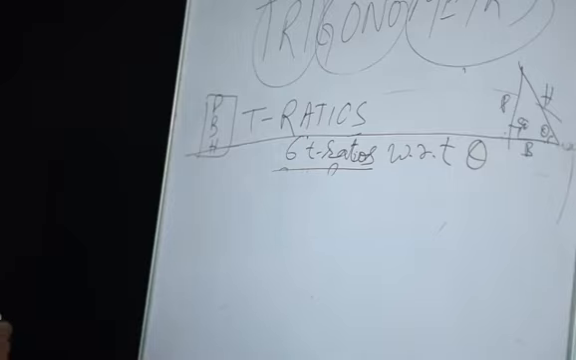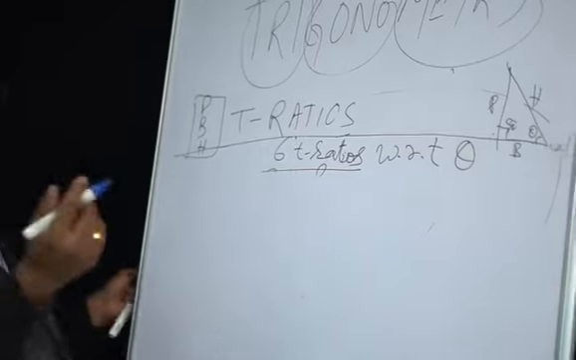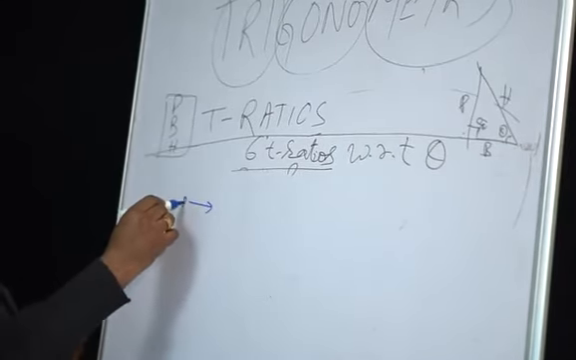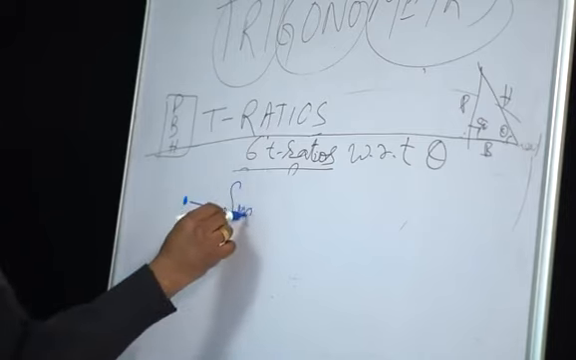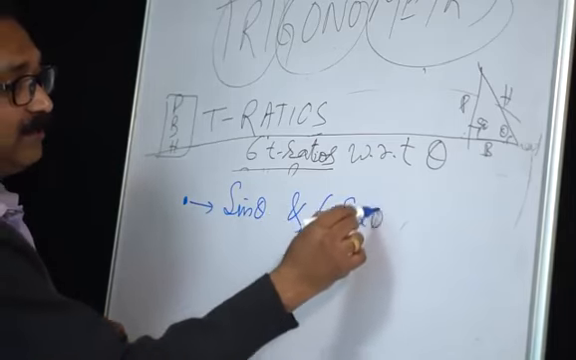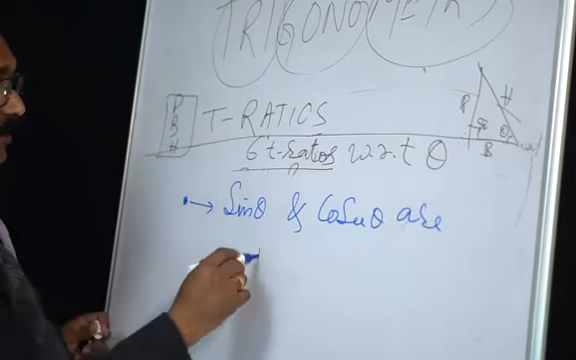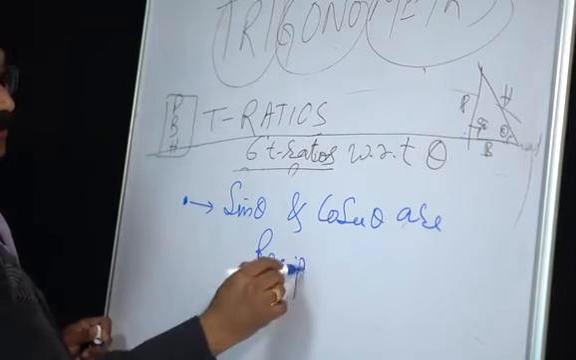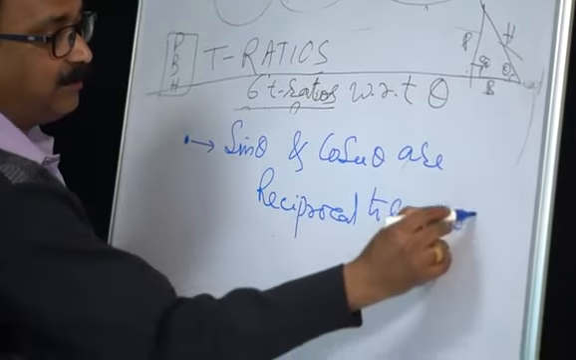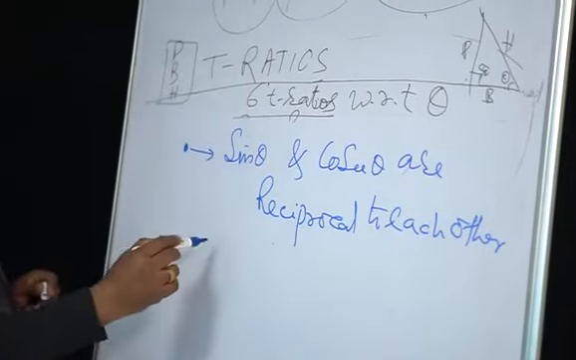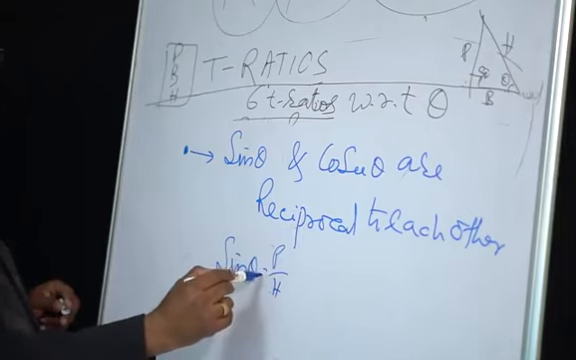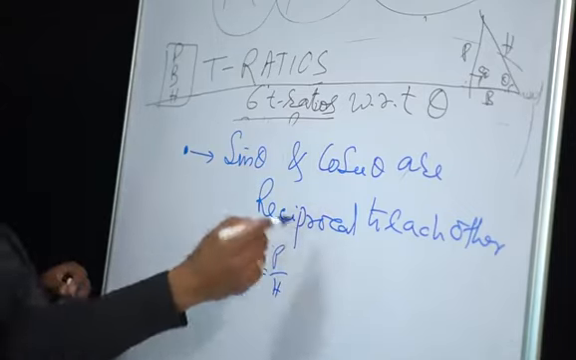Now you have to write here. To find the other 3, you have to know these 3 important points. We can say bullet points. This bullet point is: sin theta and cosec theta are reciprocal to each other. So what we learned is that sin theta is P by H, perpendicular by hypotenuse. Then cosec is the reciprocal.